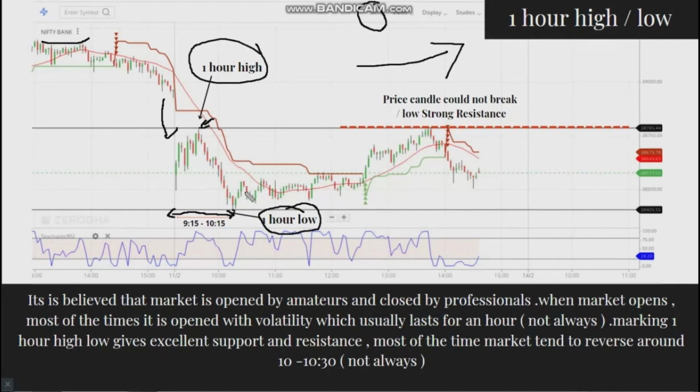Now, as you can see, as the market progresses, it actually gave up from the same level which we marked here. And the price candle could not break the 1 hour high resistance. 1 hour high and low are also very good support and resistance providers to the market. When we will be marking it, as soon as the 10:15 candle is made, just mark these 2 points and put it on your chart.